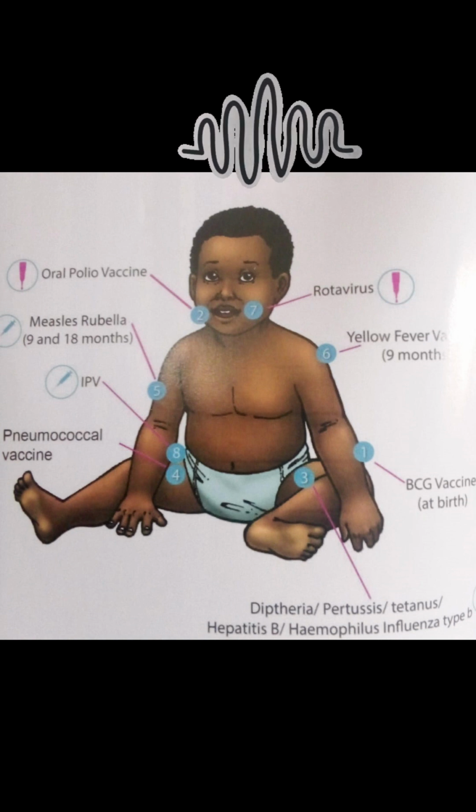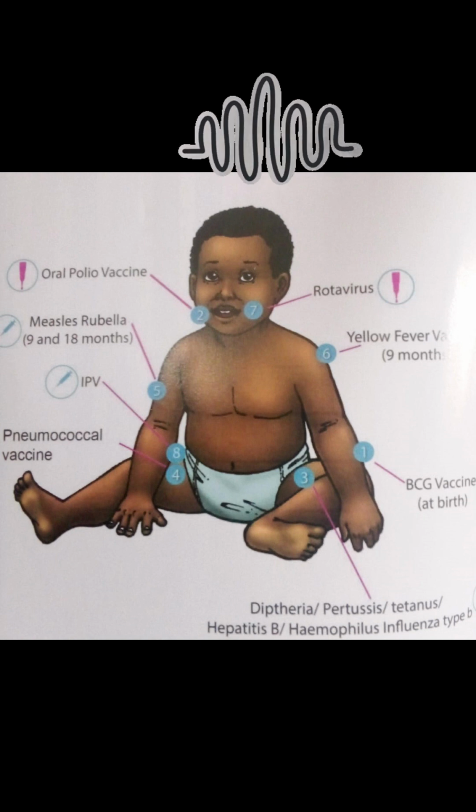And then we have diphtheria, pertussis, tetanus, hepatitis B, and Haemophilus influenza type B, which is given through injection at the thigh. And then after that, we have pneumococcal vaccine given at the thigh. After that, we have measles rubella at 9 months and 18 months. It is given here at the muscle of the upper limb. And then we have yellow fever vaccine, which is given at 9 months through injection.